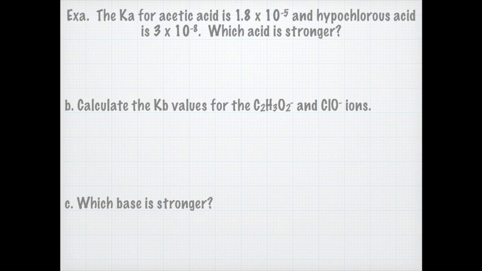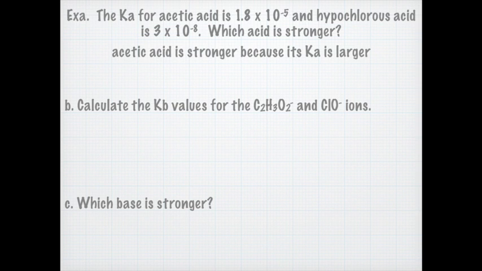So what we're going to do right now is see how we can take Ka and determine the strengths of acids and bases based on values that are given to you in this example problem. Here it tells you that the Ka of acetic acid is 1.8 times 10 to the negative 5th, and the Ka of hypochlorous acid is 3 times 10 to the negative 8th. Based on our basic knowledge of Ka, I know that acetic acid is a stronger acid simply because more of it dissociates, therefore giving it a larger Ka value.